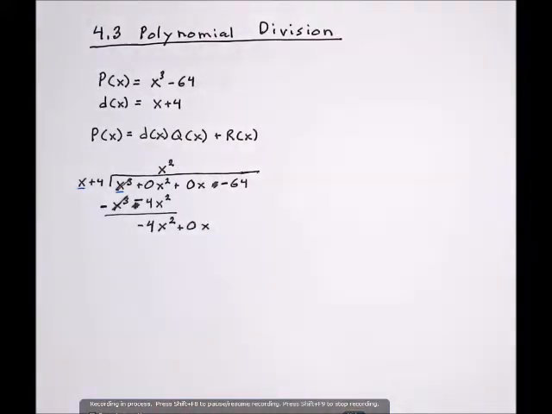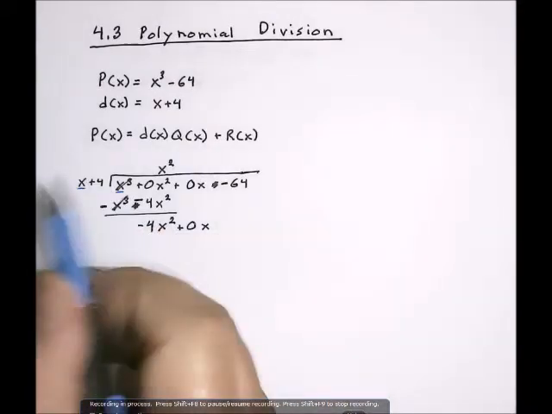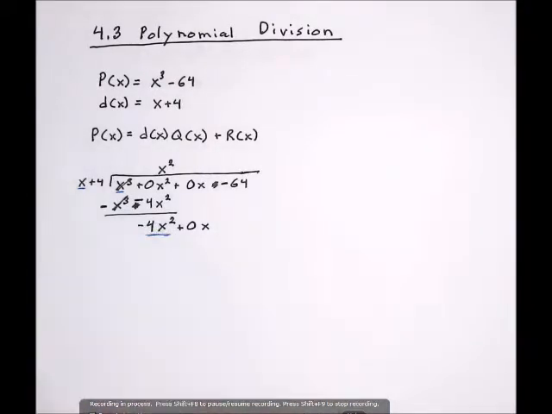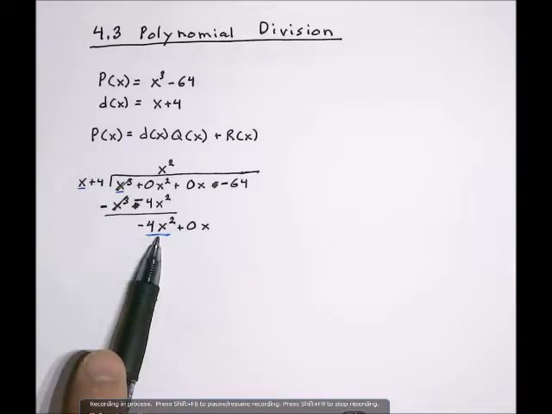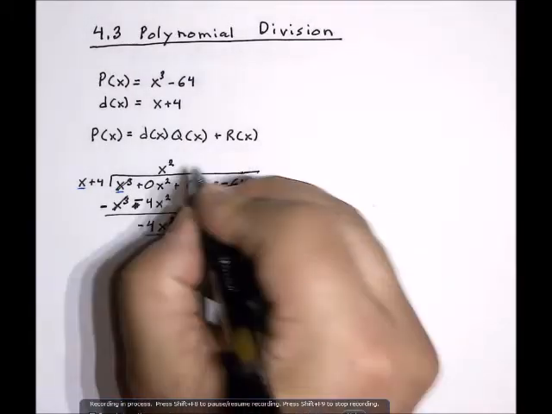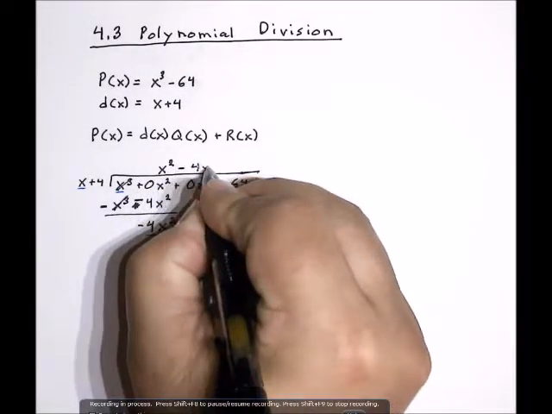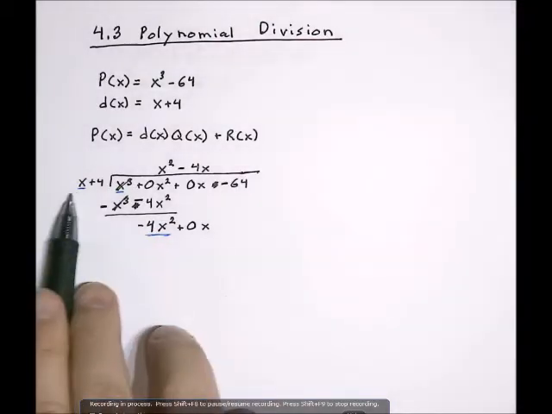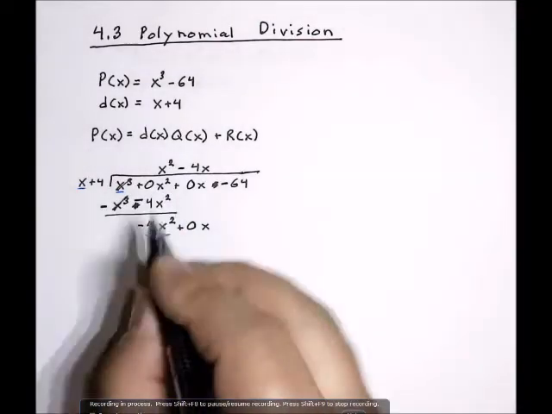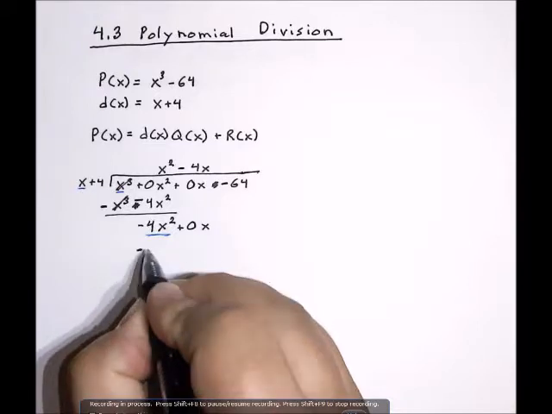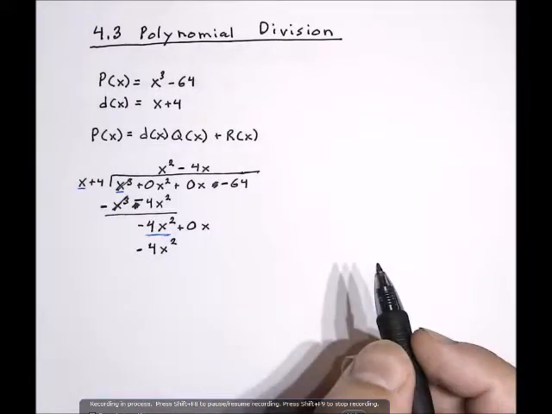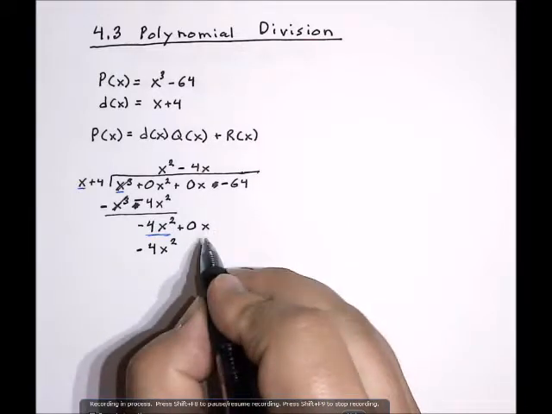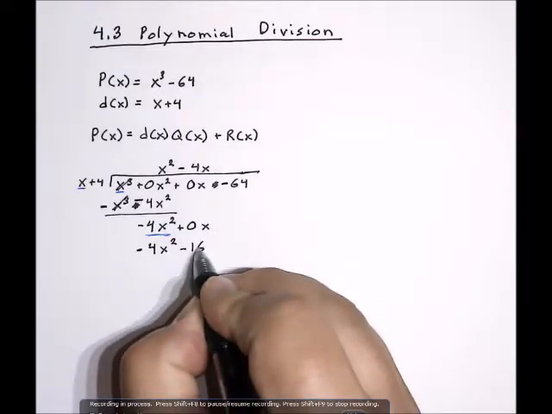And then I'm going to do the same thing I did before. I'm going to look at this first one and now that one. And I'm going to ask myself what I need to do to this to turn it into that. And the answer is multiply by negative 4x. And now I'm going to multiply this entire polynomial by negative 4x. So negative 4x times x squared is negative 4x squared. And negative 4x times 4 is negative 16x.